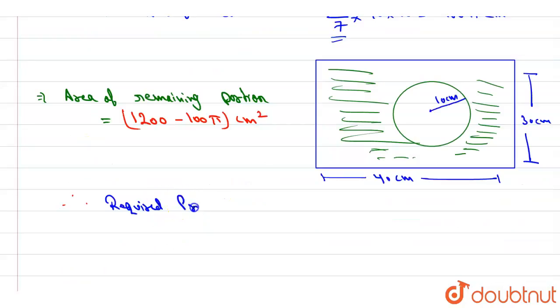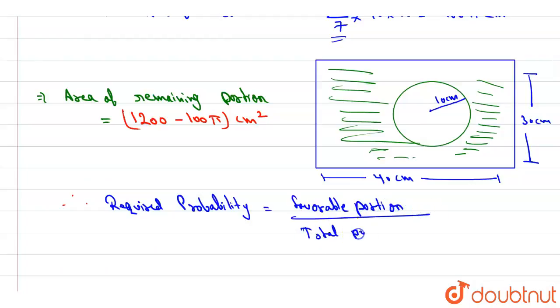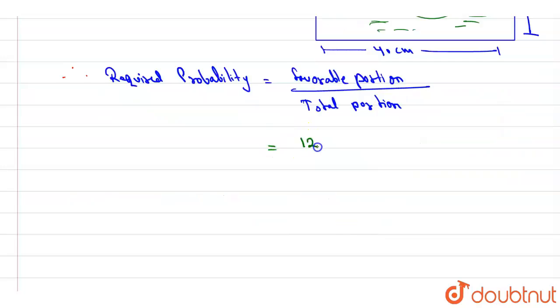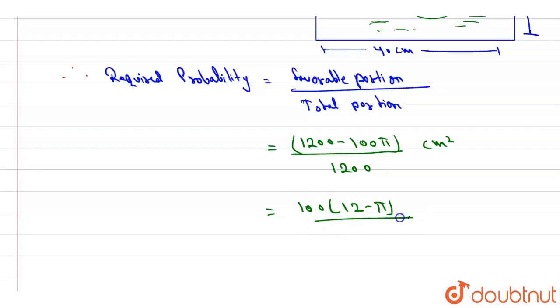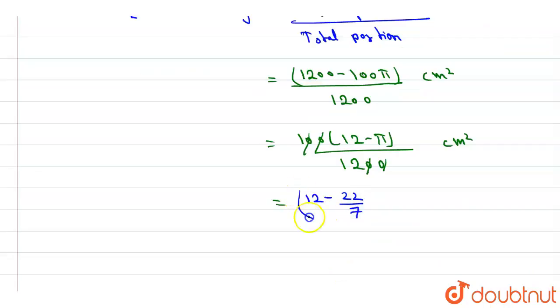Therefore, the required probability is the favorable portion, means the remaining portion, upon the total portion. So the favorable portion is 1200 minus 100 pi centimeter square upon 1200. So here we will take 100 as common, so there will be 12 minus pi upon 12 centimeter square. Then 0 cancels out with 0, so there will be 12 minus, now put the value of pi as we have given, 22/7, upon 12 centimeter square.